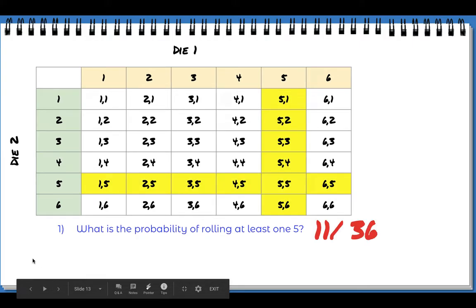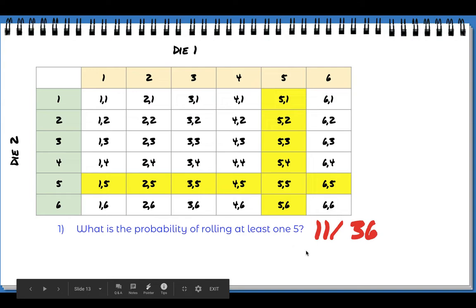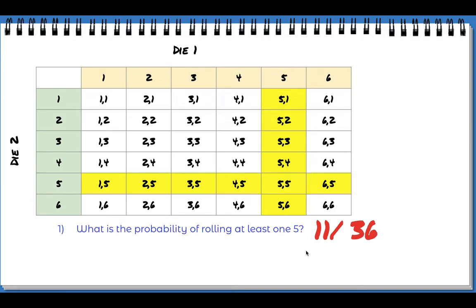Okay, let's look at some solutions now. So number 1, what is the probability of rolling at least 1 5? At least 1 5 means anything that includes a 5. So I've highlighted those in yellow here, and it looks like I've ended up highlighting 11 cells. So because there are 36 in total, that means the probability of rolling at least 1 5 is 11 over 36.